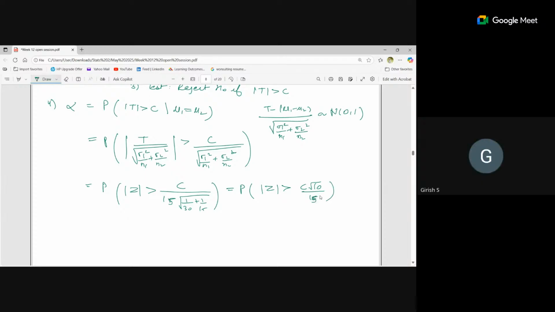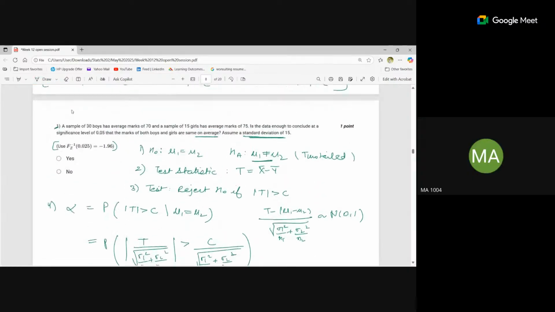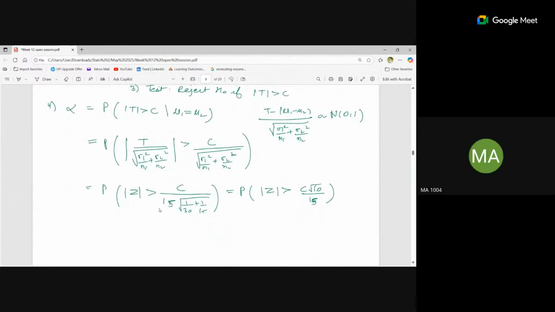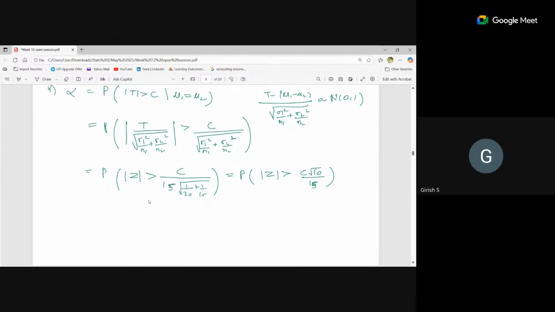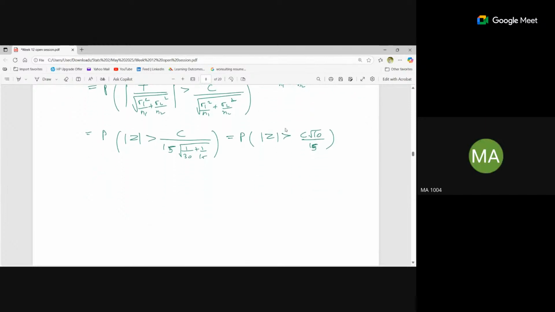Ma'am, why are we taking sigma 1 equal to sigma 2? Can we generalize that? Because in the question it is saying to assume a standard deviation of 15. So that means the standard deviation for both of the samples is the same. Otherwise, they will mention different sample standard deviations. Okay, so this is my value.